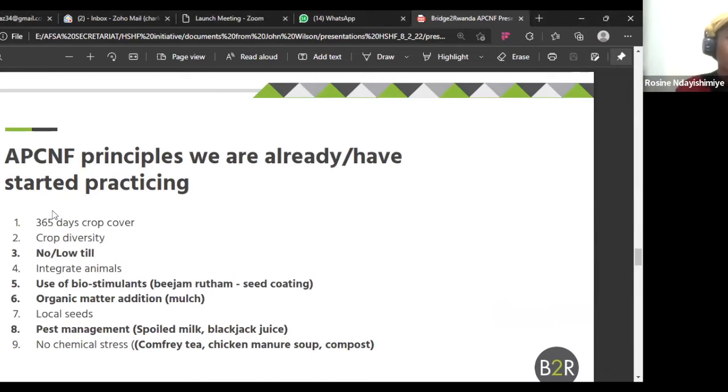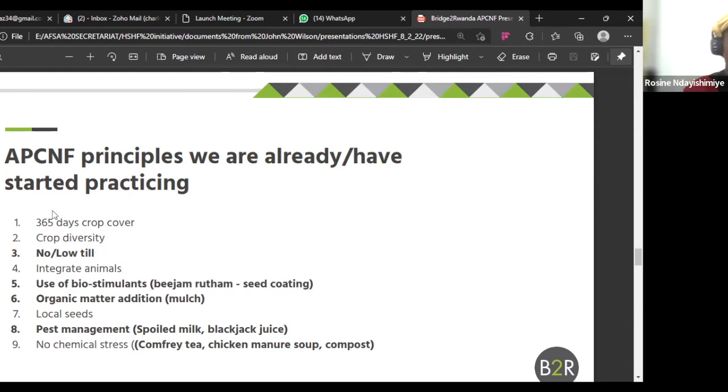On the principles that we have learned in the sharing group, we were already practicing, as I said, low tillage. That's something that we are doing, and it's giving us results, really responding to Rwanda's issue of soil erosion.